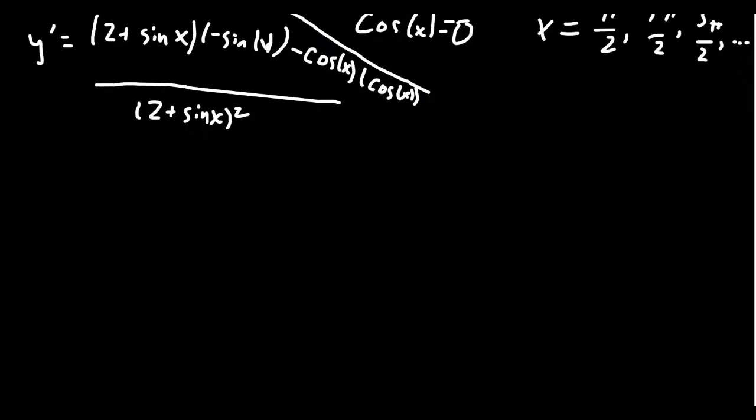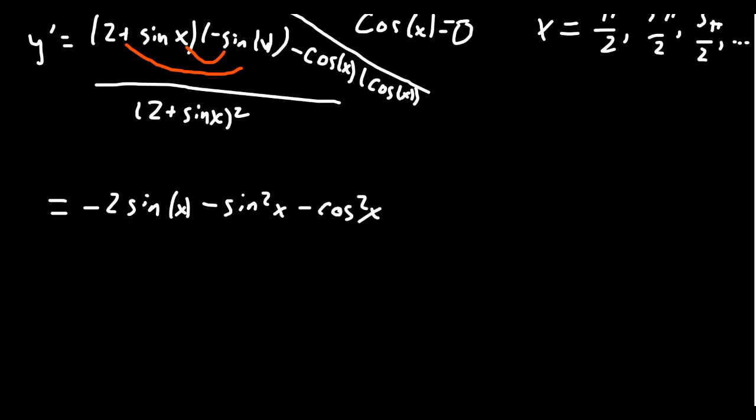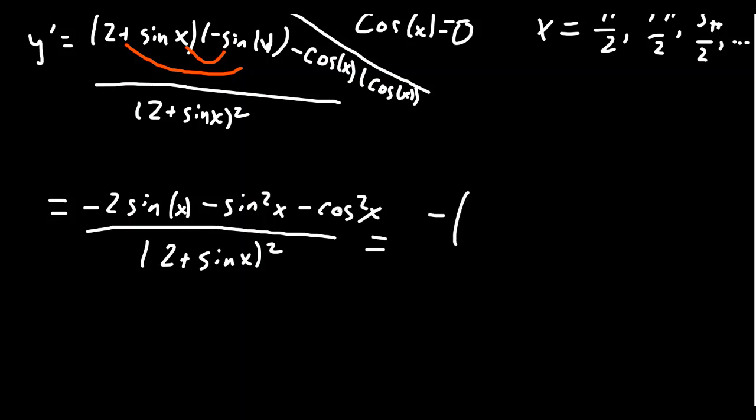And so if we distribute the negative sine onto these two pieces right here, we're going to end up with a negative 2 sine of x. We're going to have a negative sine squared. And then we also have a negative cosine squared. And this sits above 2 plus sine x squared. Now, since everything in the numerator was divisible by negative 1, I'm going to factor out that negative 1. And so we get 2 sine x.